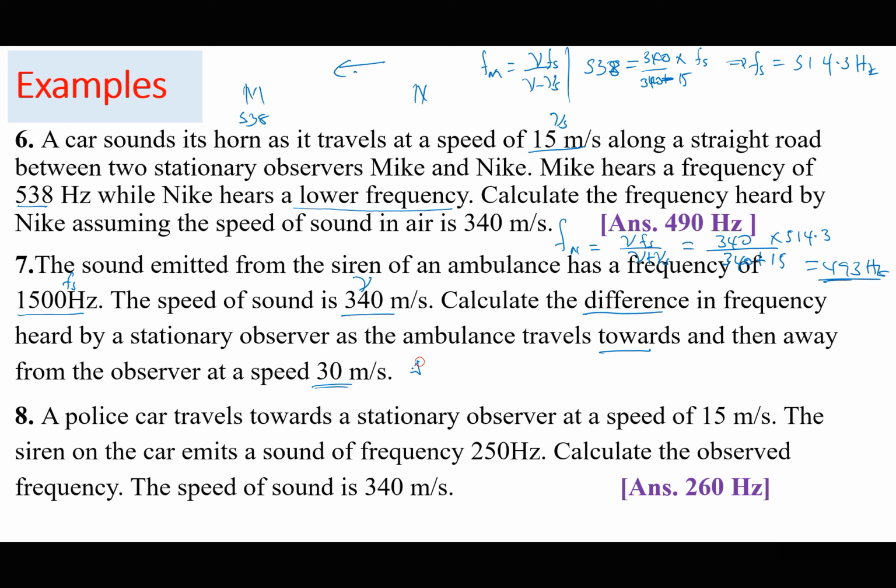Then the difference in observed frequency: towards is going to be the highest. So towards is going to be 340 times the normal frequency, which is 1500, divided by V, which is 340. Because it is towards, it is going to be minus, so that is minus 30. Then I subtract, because we want a difference. Then away is going to be 340 times 1500 divided by 340, so away is going to be plus 30. So that is going to be the difference.